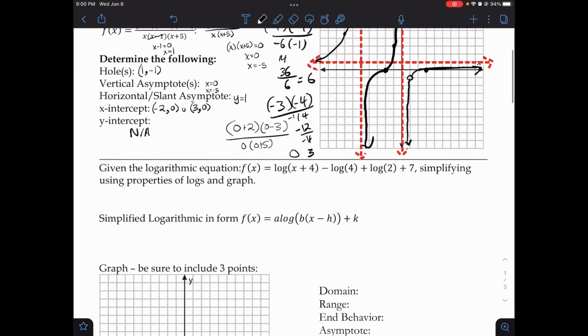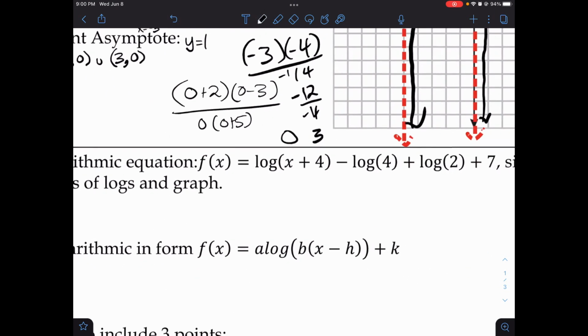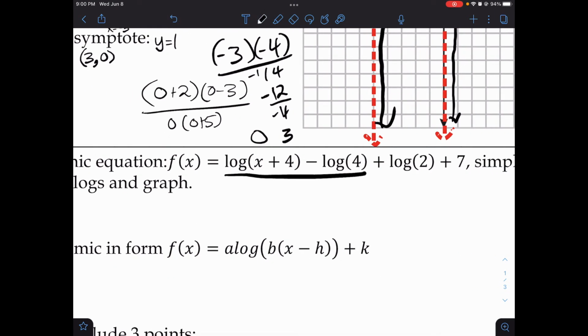Okay. Now given the logarithm equation, the equation right here, simplify using properties of logs and graph. Okay, so first we simplify. So we'll simplify these two right here. You always have to make sure that when you're using properties of logs, you have the same base. And since there's no base present here, we just assume that it's a 10. We don't assume it is a 10. We know it's a 10.